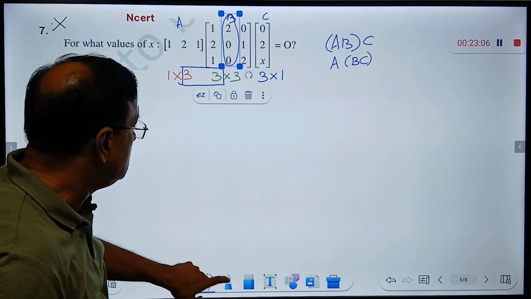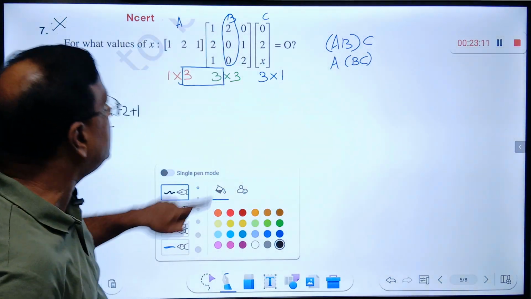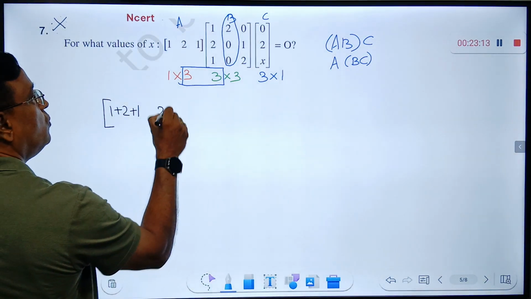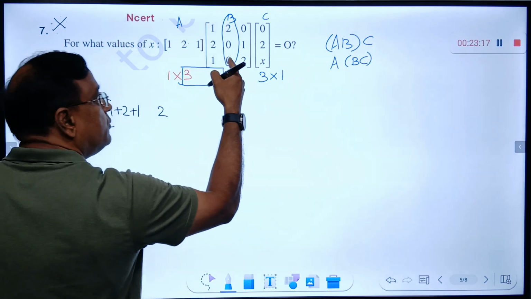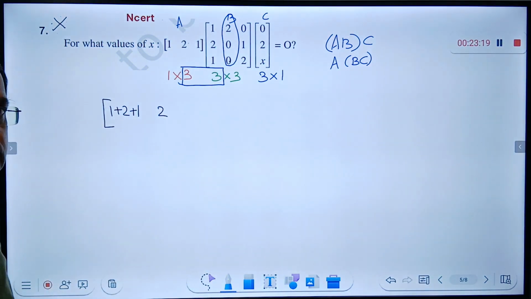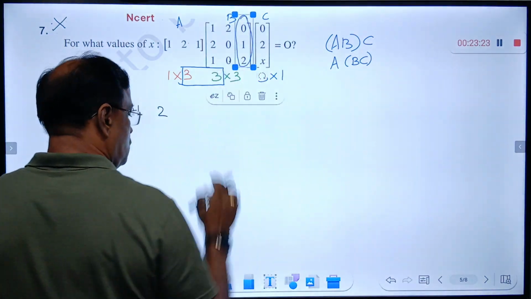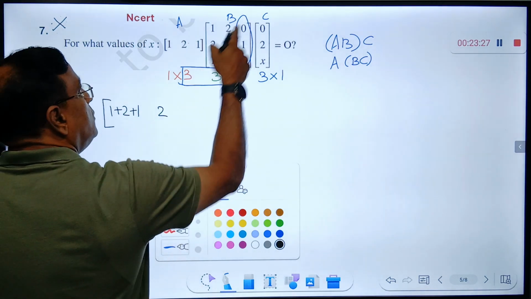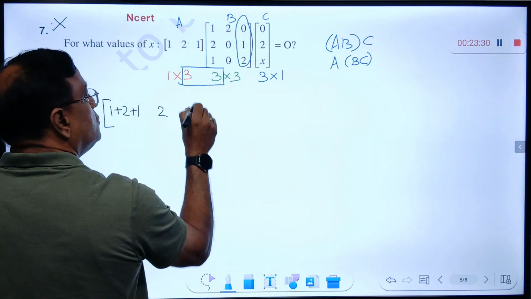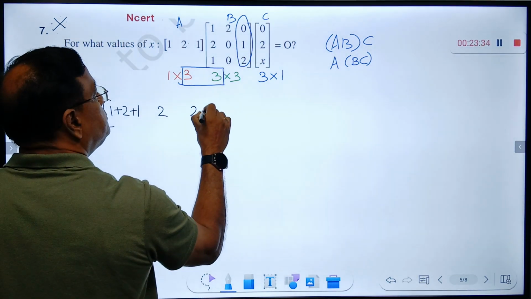It goes to this. Now what is first row, second column? What is that? 1 into 2 is 2, 2 into 0 is 0, 1 into 0 is 0. Very easy. Now again you change this to the next column. What do you get? 1 into 0 is 0, 2 into 1 is 2, and 1 into 2 is 2.